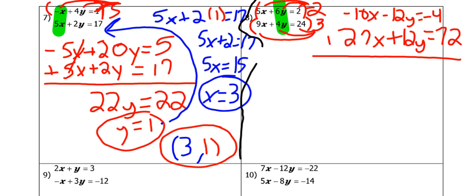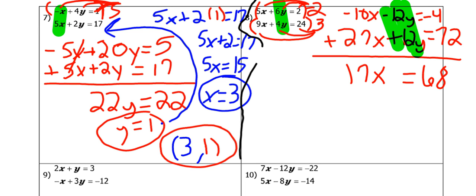So now because those y's are now opposites, I can add up the equations. So I'm going to have 17x. Those y's go away. Then equals 68. I'll divide both sides by 17. I get that x equals 4.